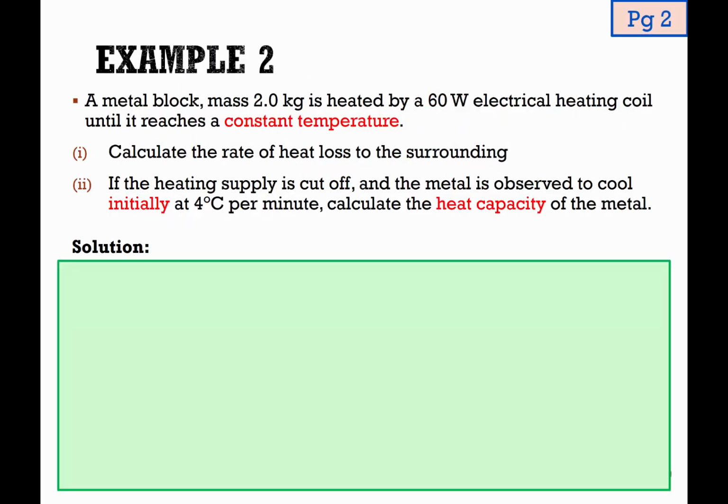Now for example 2, here you have a metal block of mass 2 kg being heated by a 60-watt electrical heating coil until it reaches a constant temperature. For part 1, you're required to calculate the rate of heat loss to the surroundings. For part 2, if the heating supply is cut off and the metal is observed to cool initially at 4 degrees per minute, calculate the heat capacity of the metal. So take note that you are supposed to calculate the heat capacity, not the specific heat capacity.